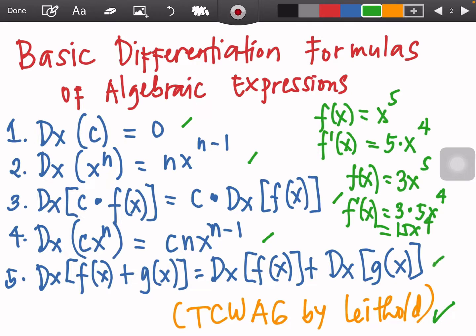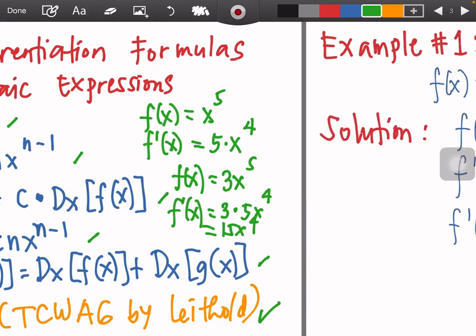And the last theorem states that the derivative of the sum of the function f of x and the function g of x is equal to the derivative of each. So the derivative of f of x plus the derivative of g of x. Let's proceed to some examples for you to be able to understand these formulas better.